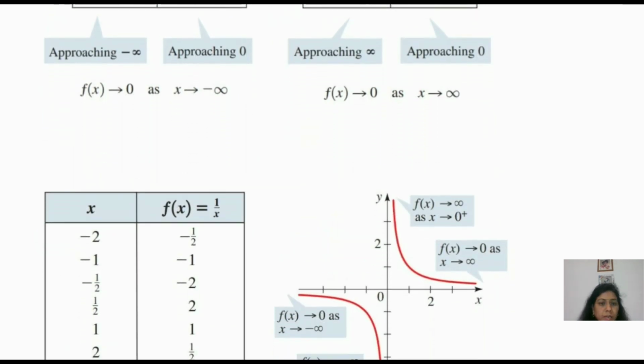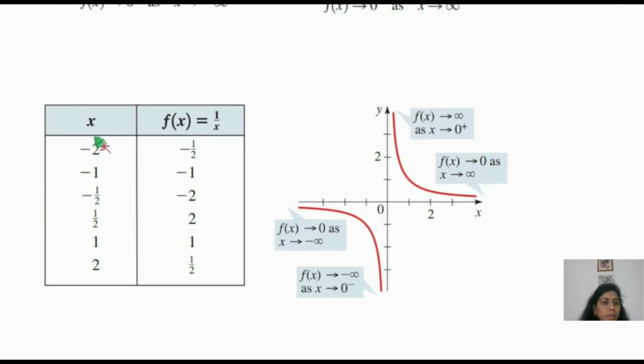Here we make a table and a diagram. When we put x values, we get f(x) values like this. Here we can't put 0, because when we put 0, f(x) is not defined. So we put negative values increasing toward the negative infinity side, and here x values increasing toward the positive infinity side. So we got these values. These points we plot in the graph, and the graph looks like this.